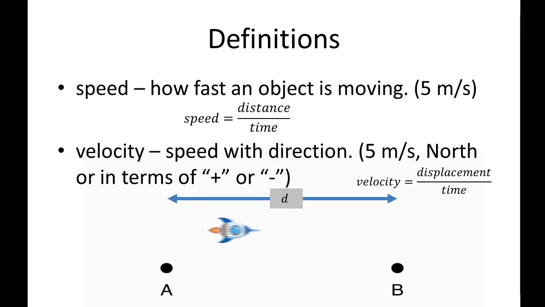Again, we can also have it in terms of positive or negative. If it's going to the right, then the velocity should be positive 5 meters per second. If it's going to the left, it should be negative 5 meters per second. If it's going upward, it should be positive 5 meters per second. And if it's going downward, that should be negative 5 meters per second.